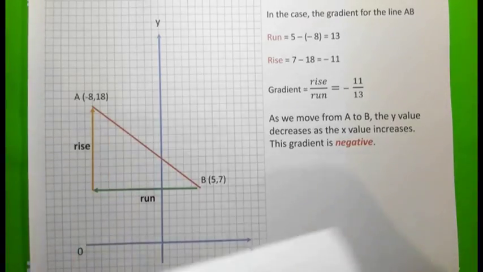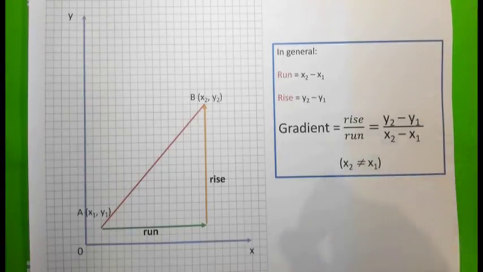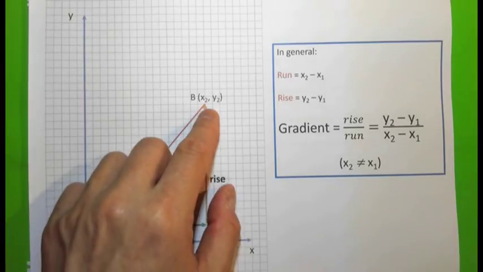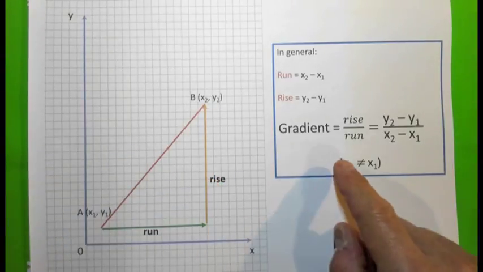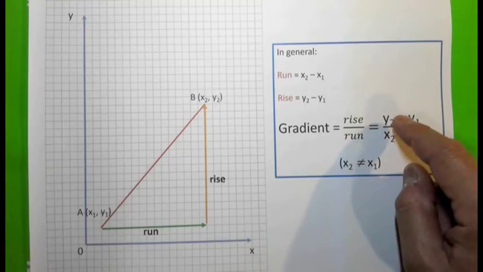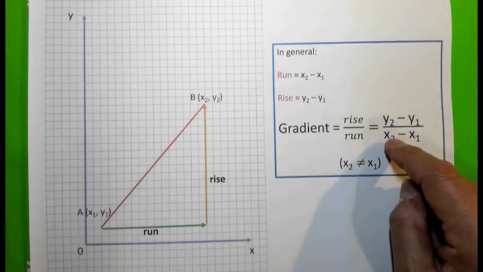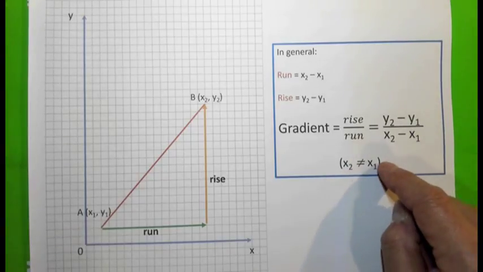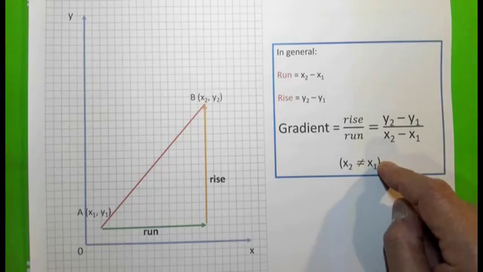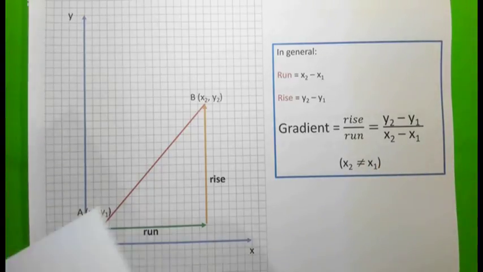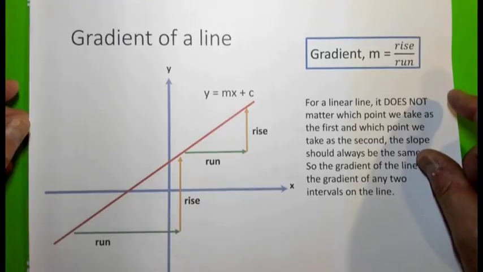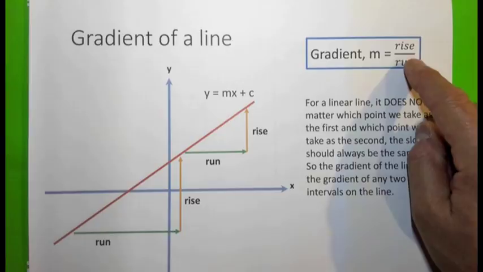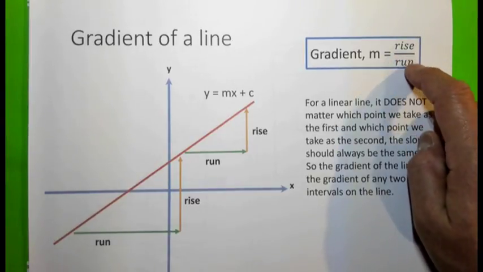So, in general, if we are looking for a slope between 2 points, A (x1, y1) and B (x2, y2), the gradient is rise over run. It's always y2 minus y1 divided by x2 minus x1, as long as x2 is not the same as x1. Now, let's look at the gradient of a line. Again, we use the same equation. Gradient m is rise over run.